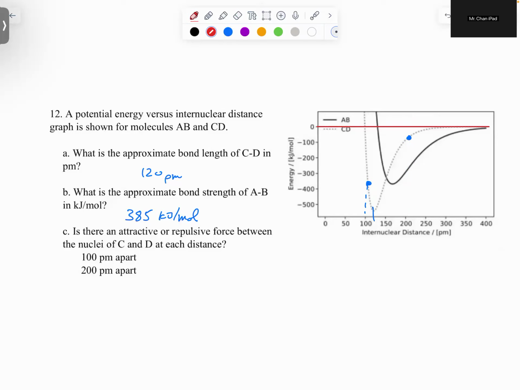Anywhere below 0, you have a negative value, which means it is exothermic, right? It's exothermic because it's getting more stable. And to be more stable, it means that they are... Oh, wait, hold on. I want to make sure that I digest the wording properly. Is there an attractive or repulsive force between the nuclei of C and D at each distance? Now, the way I like to interpret this is, as long as it is below 0, it's attractive.